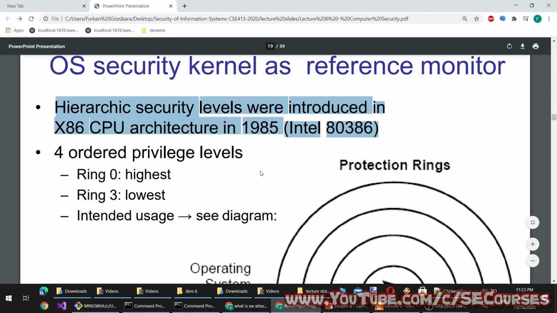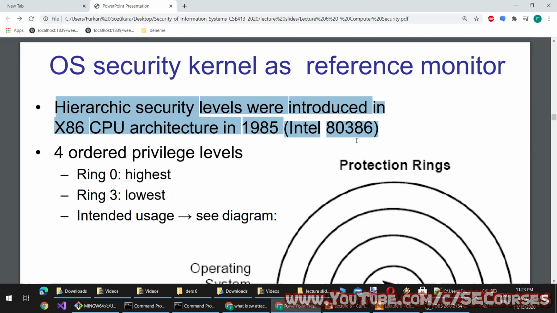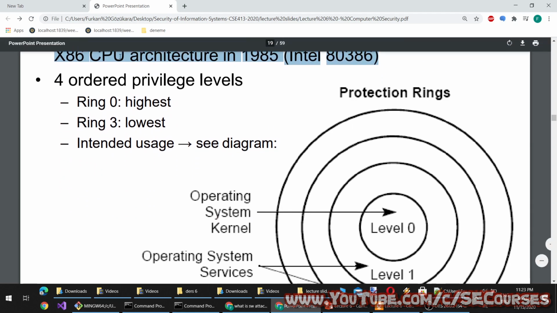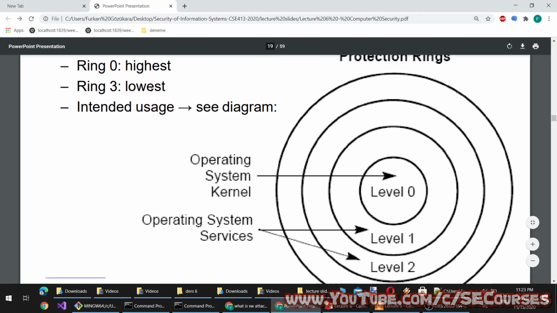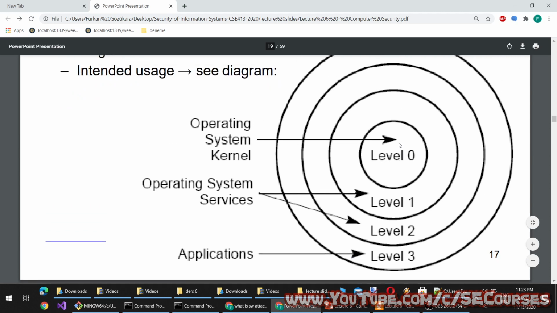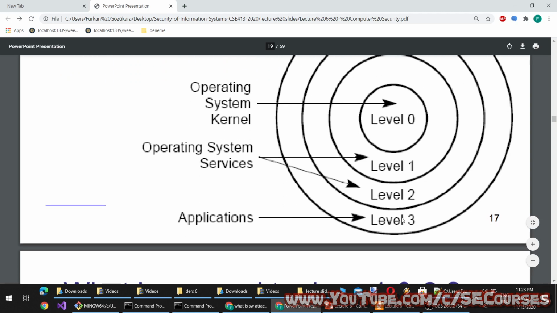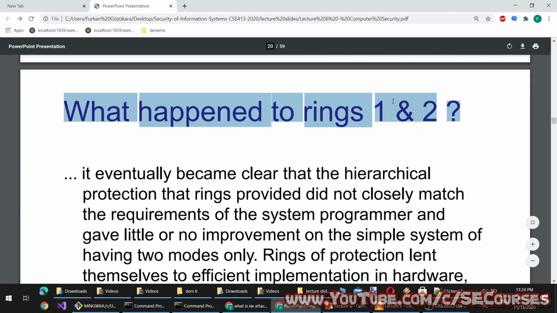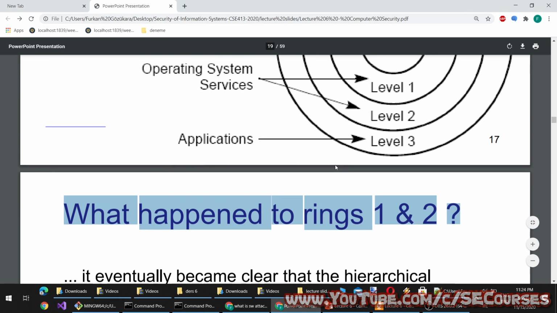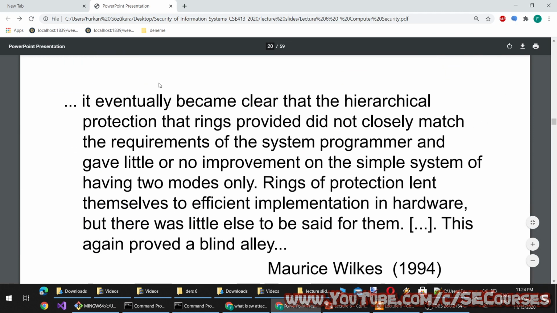Hierarchic security levels were introduced in the x86 CPU architecture in 1985, with the Intel 80386. There are four ordered privilege levels: ring 0 is the highest, ring 3 the lowest. The intended usage is like this, as we have already seen. Level 0 is the operating system kernel, levels 1 and 2 are operating system services, and level 3 is the applications that users use. What happened to rings 1 and 2?